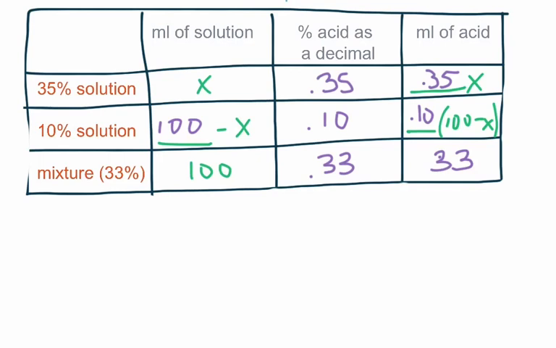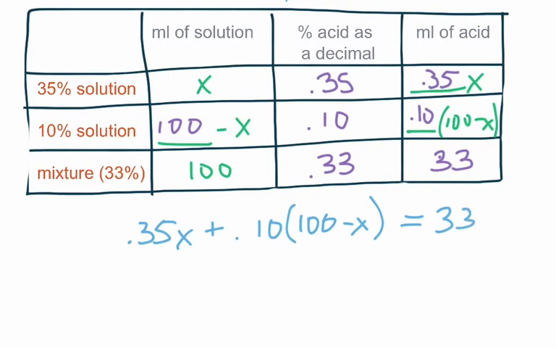So essentially what that means, we're going to take this value plus this value to equal this value, and that will give us our equation. So writing it all out, we're going to start with 0.35x, which we got from right here. We're going to add to that 0.10 times (100 minus x) is going to be equal to 33.